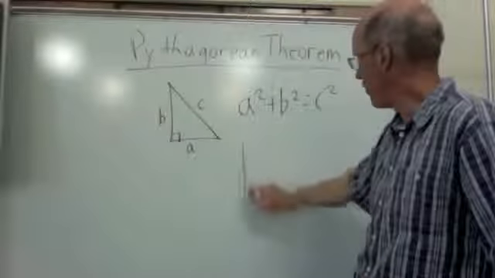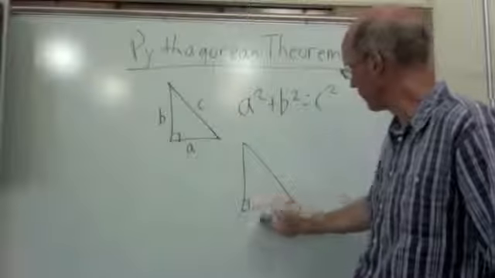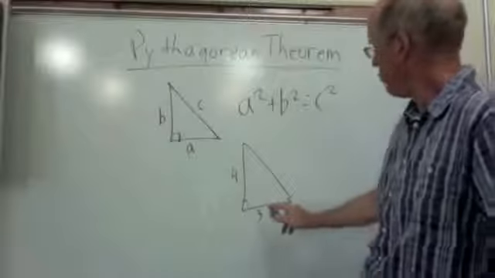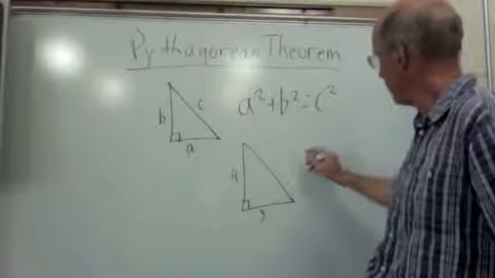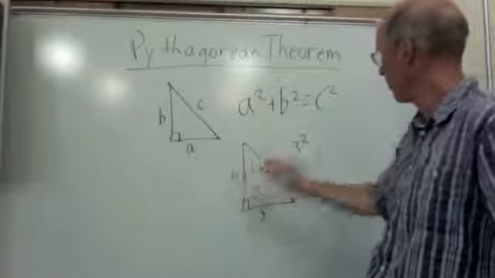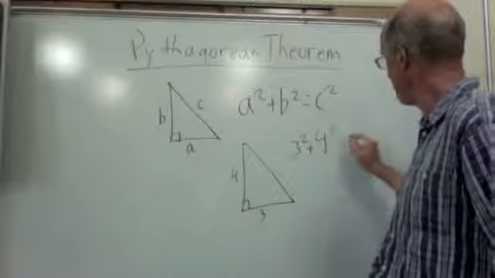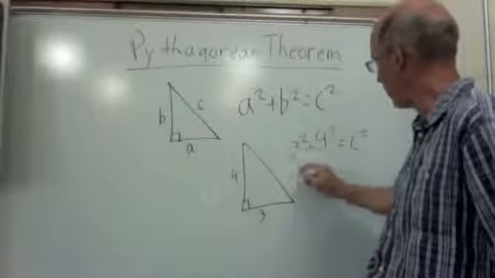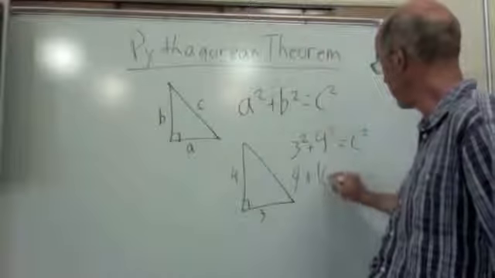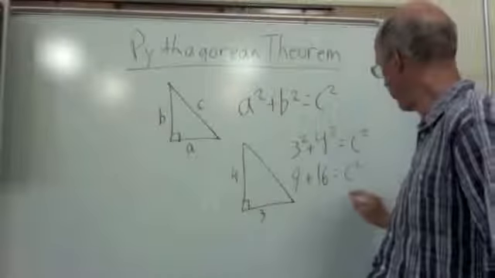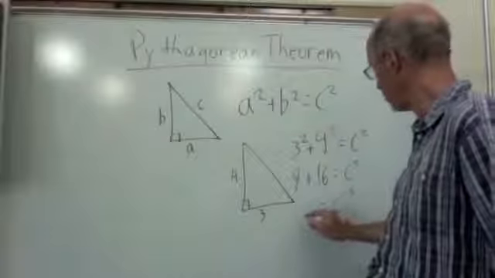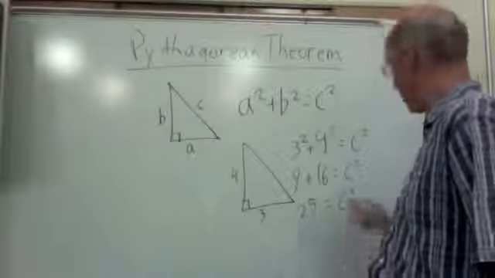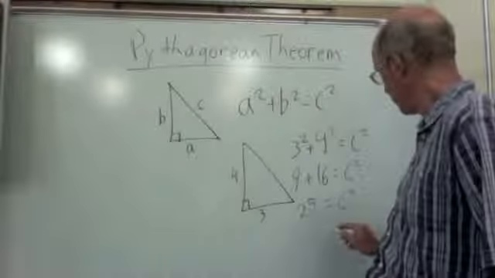So in a real life example, let's say this was 3, this was 4. So you know that A squared, which would be 3 squared, plus B squared is going to equal C squared. If you do this, 3 squared is 9, 4 squared is 16. That's going to equal C squared. C squared equals 25.